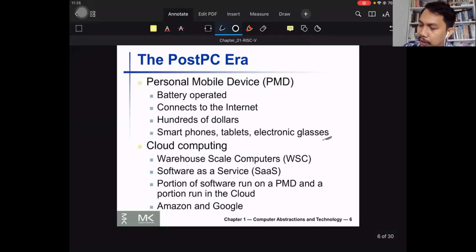Electronic glasses haven't taken off yet, but Facebook is developing smart glasses right now. Cloud computing: at the time of these slides, it was still on the rise, but right now cloud computing is the norm. We no longer even notice the term, because it's embedded in real life, in daily living. Google Drive, for example.